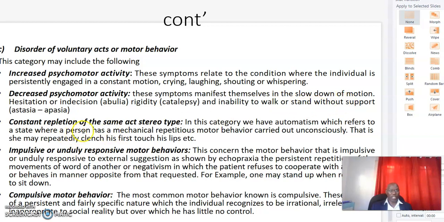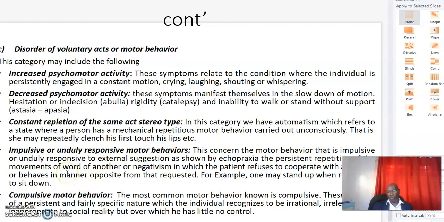Number 3, constant repetition of the same act, stereotype. In this category, we have automatism, which refers to the state where a person has a mechanical, repetitious motor behavior carried out unconsciously. That is, he or she may repeatedly clench his fist or touch his lips.